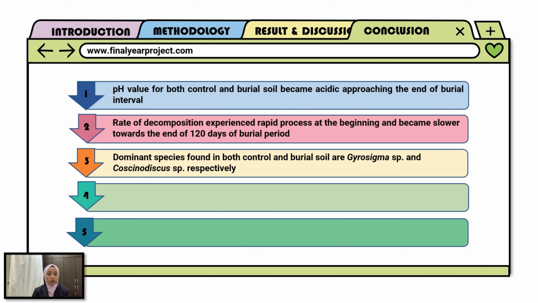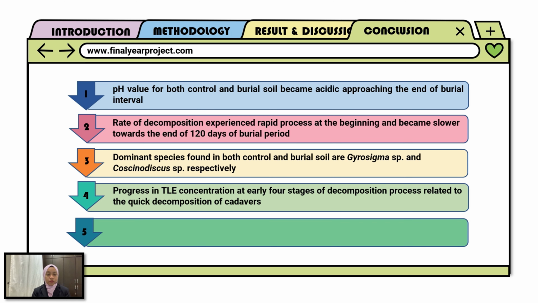Dominant species found in control and burial soil are Gyrosigma species and Coscinodiscus species, respectively. Progress in TLE concentration at the early 4 stages of the decomposition process related to the quick decomposition of cadavers, and the last one is that the diversity index of burial soil is higher than that in control soil.